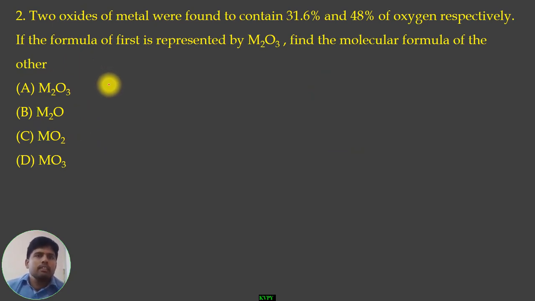Two oxides of a metal were found to contain 31.6% and 48% of oxygen respectively. If the formula of the first is represented by M2O3, find the molecular formula of the second. So the molecular formula of the other. Very simple.